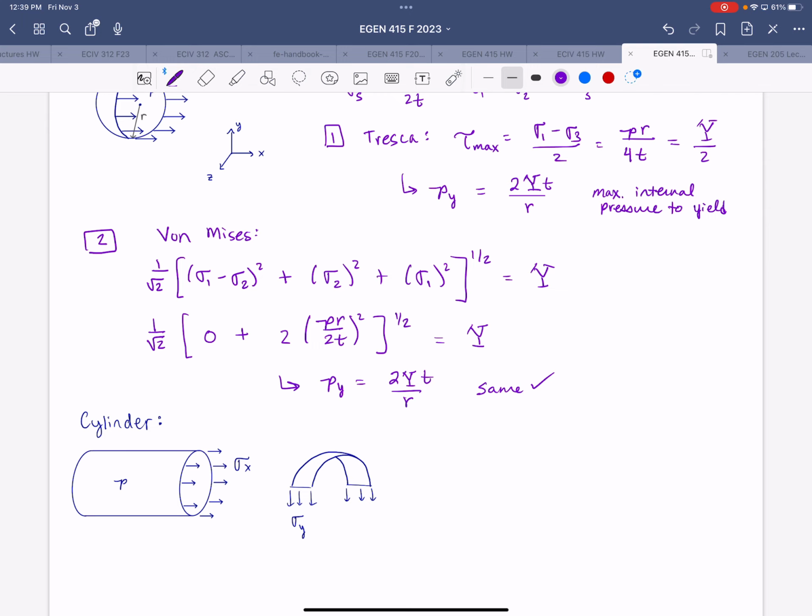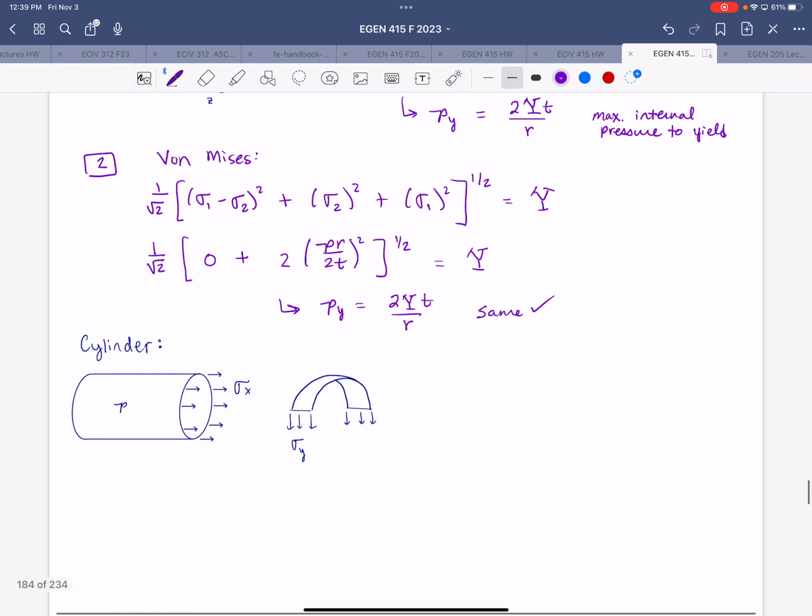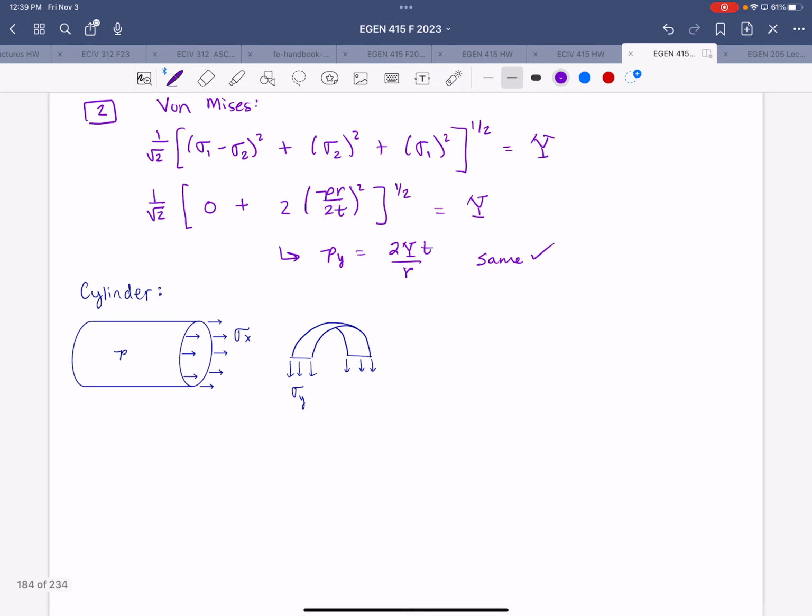But we will not always get the same result between the two methods for determining failure. So the next example will demonstrate that. If we simply change our pressure vessel from a sphere to a cylinder, now things will get a little bit different. So in a cylindrical pressure vessel, we have hoop stress and longitudinal stress. They're not equal to each other. Who remembers which one is larger?